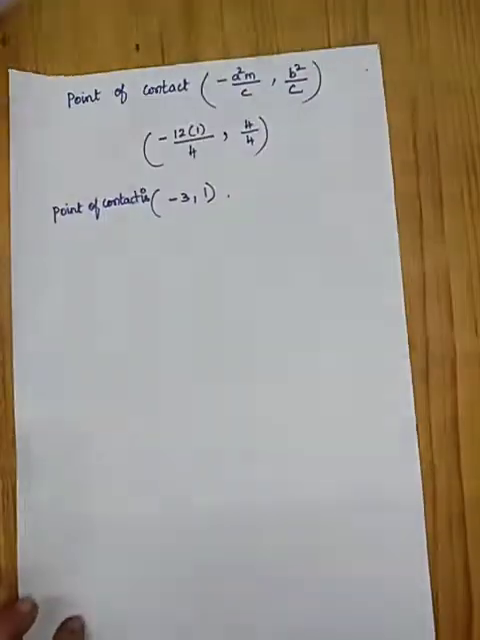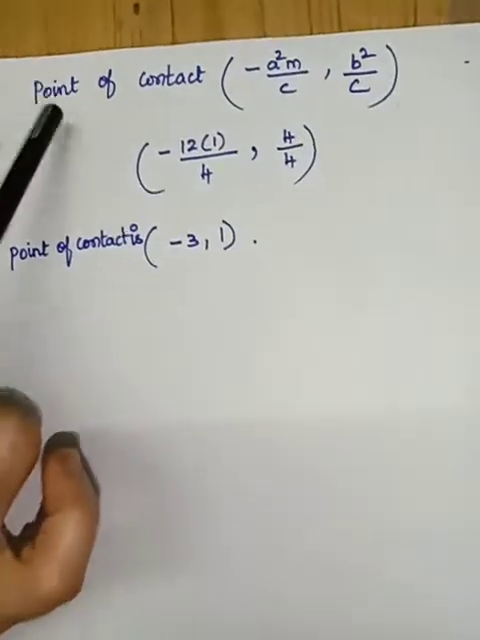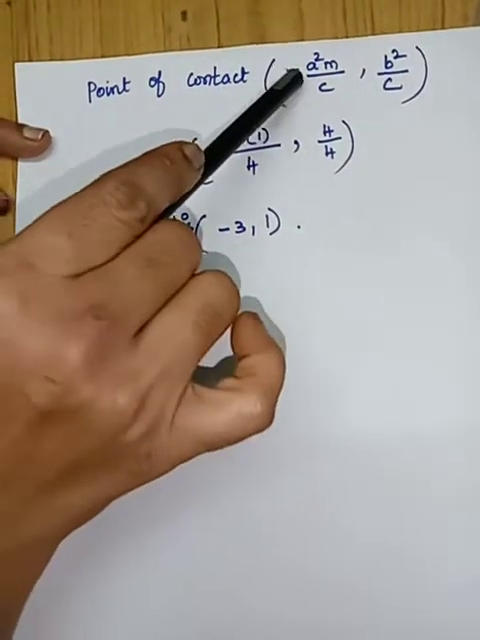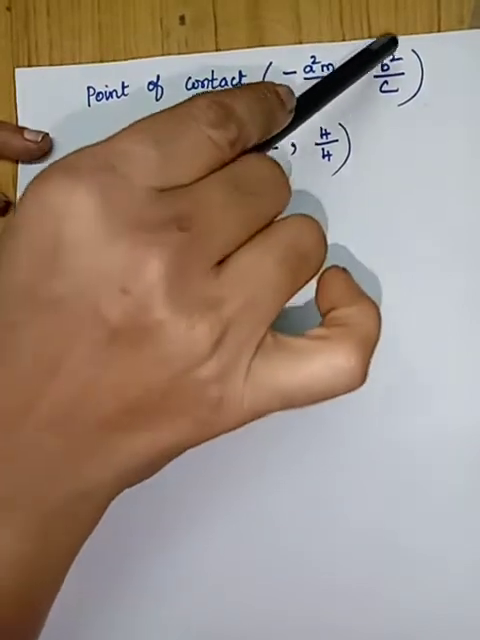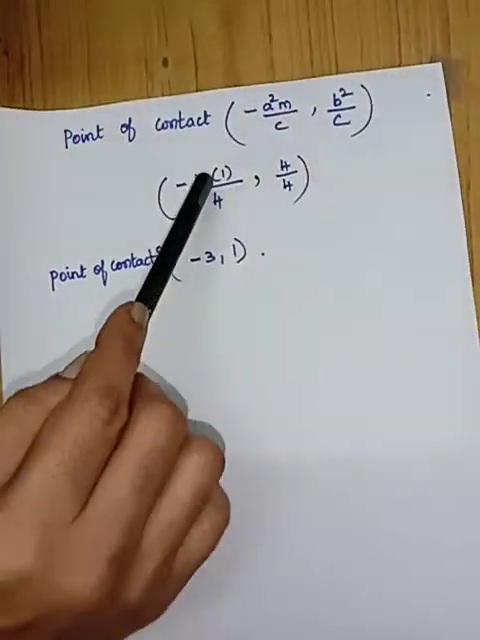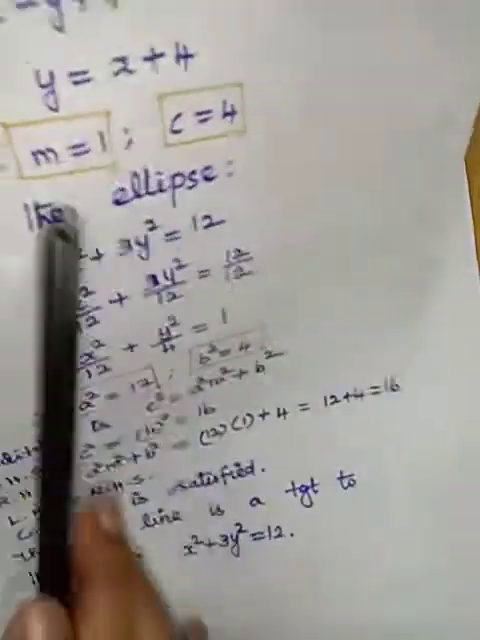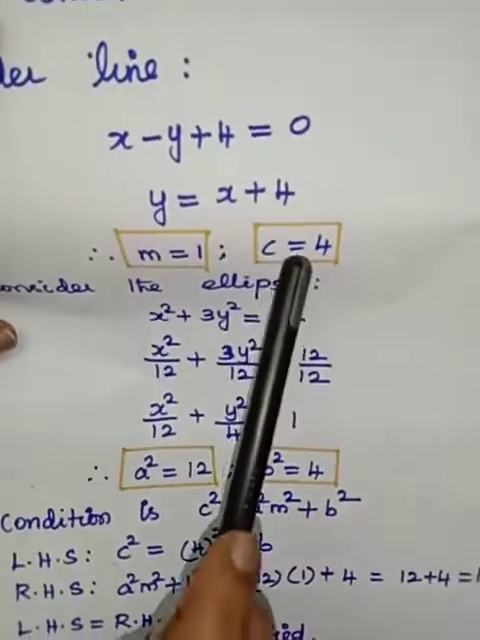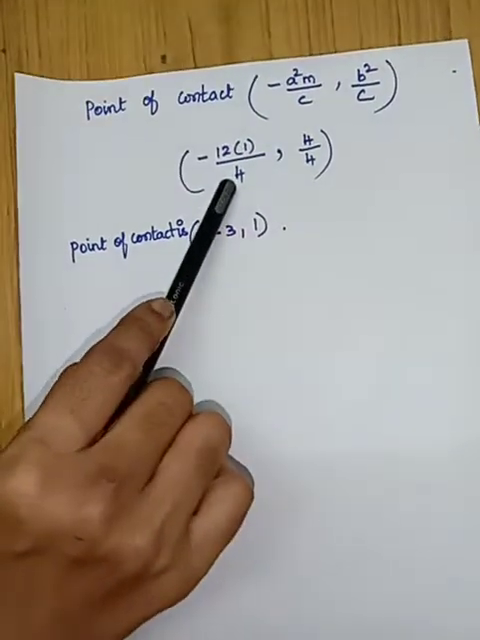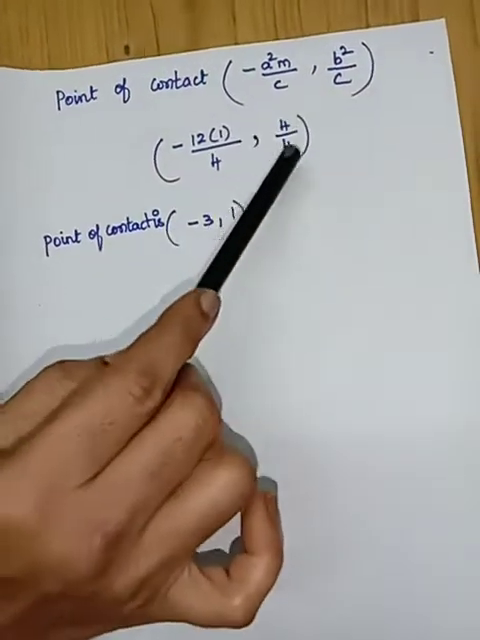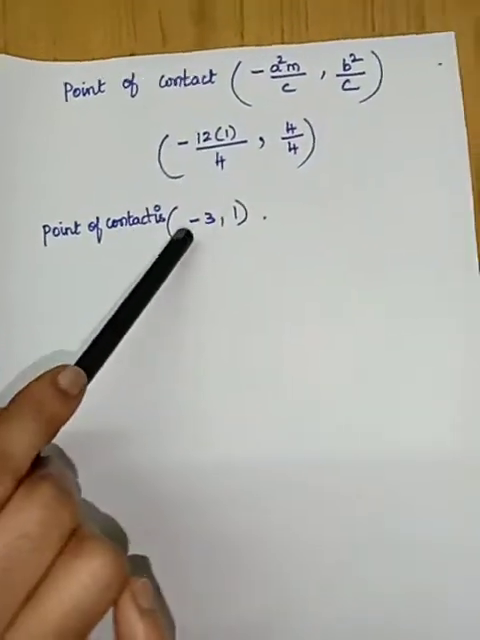Already we have tabulated the result for the parabola, ellipse and hyperbola. So the point of contact for the ellipse is minus a squared m by c, comma b squared by c. So a squared is equal to 12, it is substituted. What is m? m is equal to 1, it is substituted. What is c? c is equal to 4. So when you substitute, you will get this result. Your b squared we have found is 4. So 4 by 4. So here your answer is minus 3, 1.